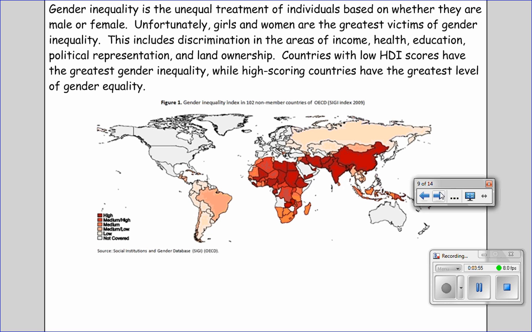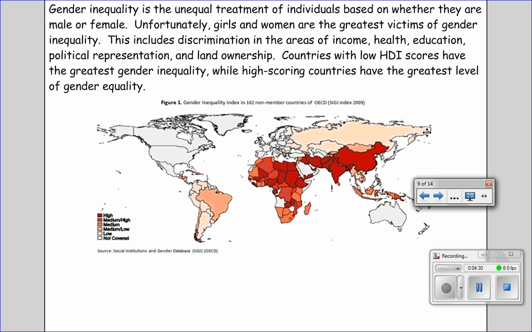Gender inequality is the unequal treatment of individuals based on whether they are male or female. Unfortunately, girls and women are the greatest victims of gender inequality. This includes discrimination in the areas of income, health, education, political representation, and land ownership. Countries with low HDI scores have the greatest gender inequality, while high-scoring countries have the greatest level of gender equality.